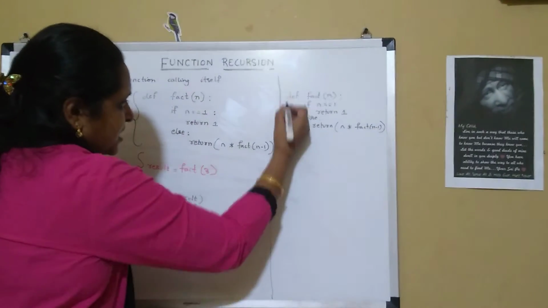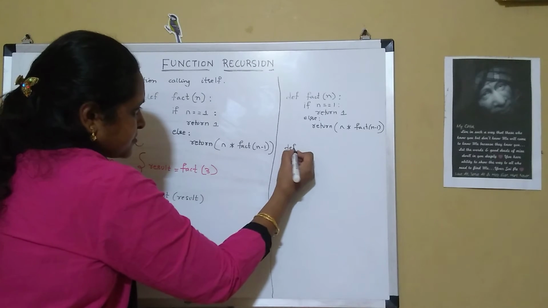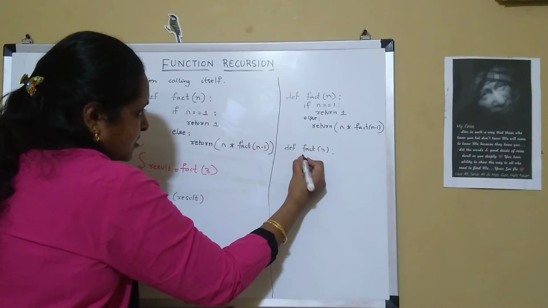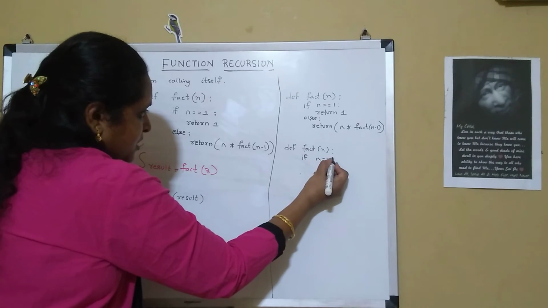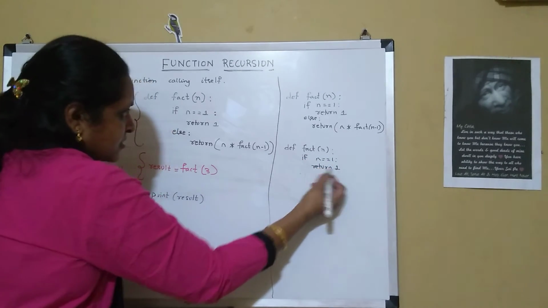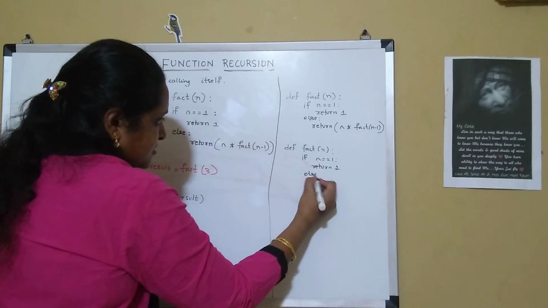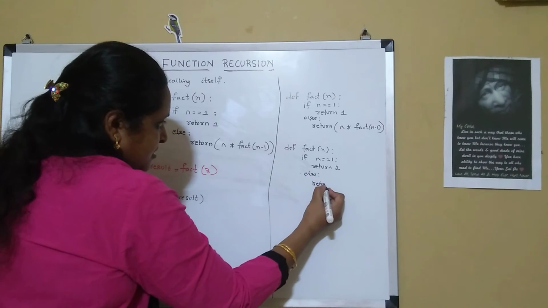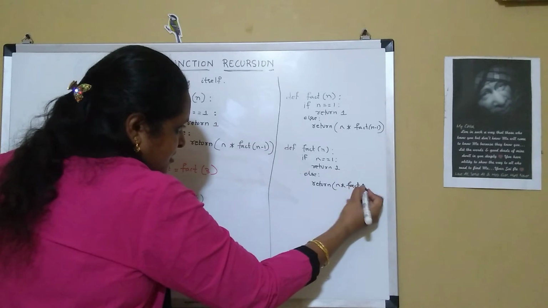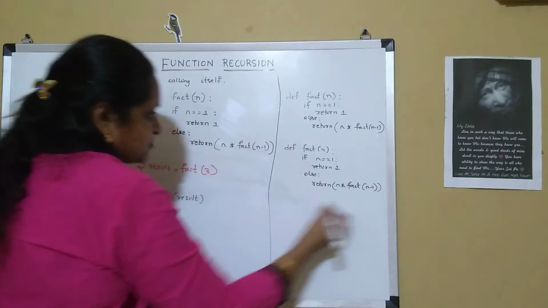And now let me call this again. Fact of n: if n equal to 1, return 1, else return n into fact n minus 1.